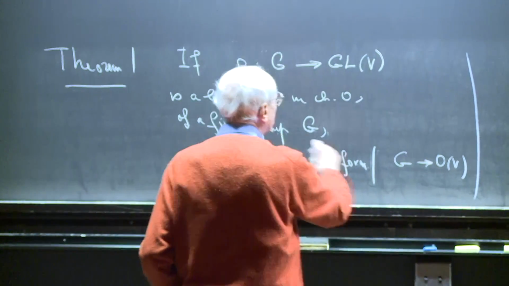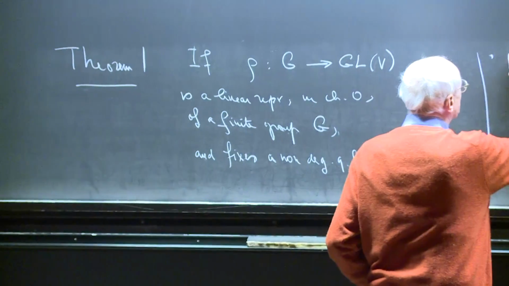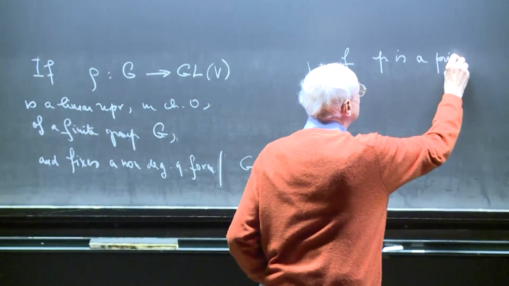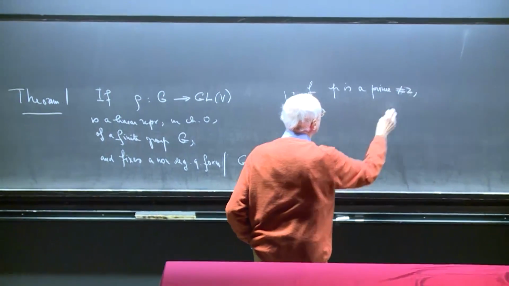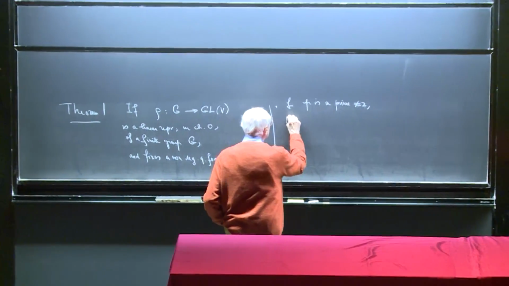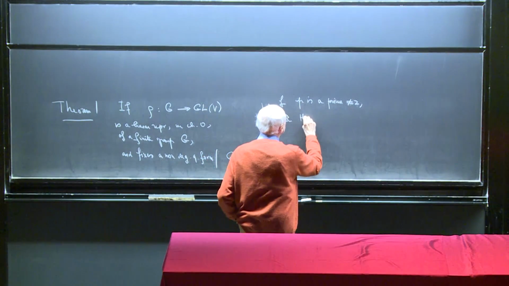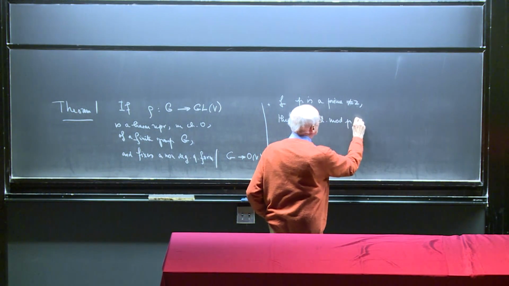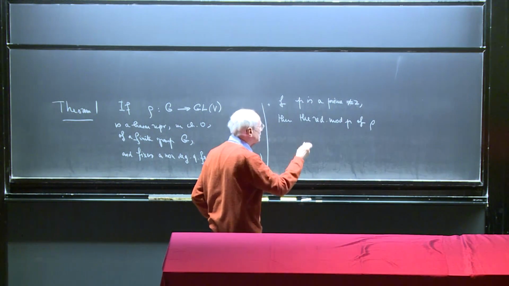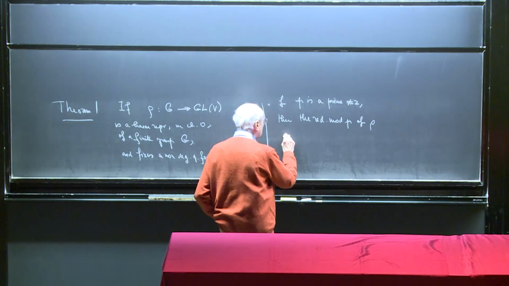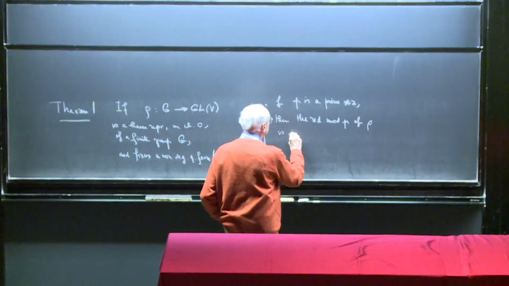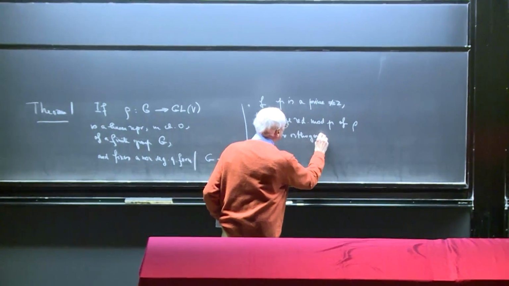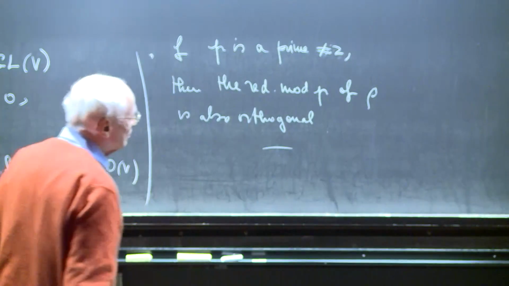So if you have that, and if P is a prime, not 2, then the reduction mod P of rho, now we have to see what it means, is also an orthogonal representation, for a quadratic form, which I will describe.